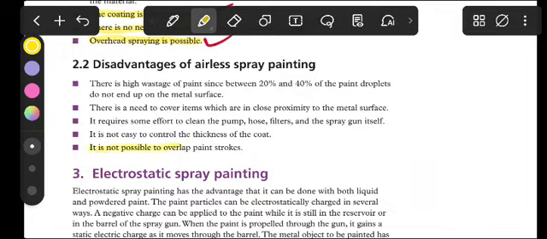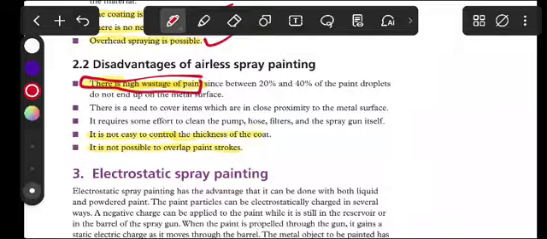It is not possible to overlap pen strokes. It's not easy to control the thickness of the coat. There is high wastage of paint. You end there, just end at high wastage of paint. There is a need to overcome it, so it requires more effective cleaning. You can say it requires effort to clean the pumps and hoses, and all those things there.